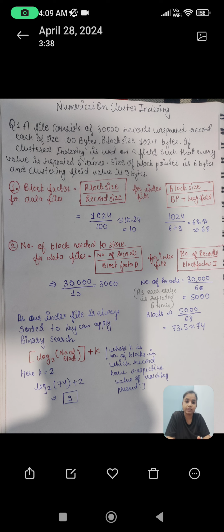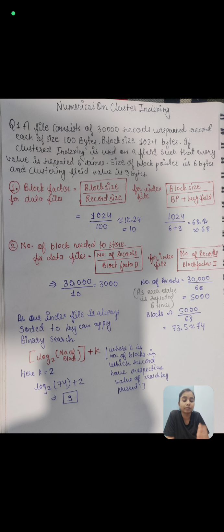So in cluster indexing the records are repeated, so we will calculate the unique records. In the question it is given that each value is repeated 6 times, so we divide 30,000 by 6 and we get the exact number of records, that is 5,000. Now we calculate the number of blocks, which is 5,000 divided by 68, and that is 73.5. Here we take the upper bound.